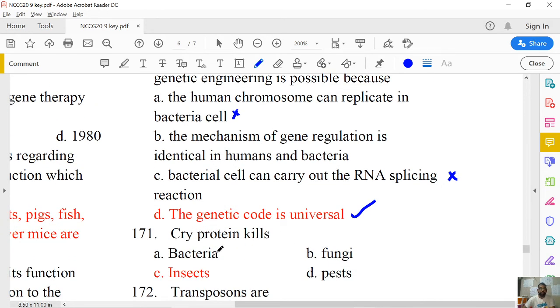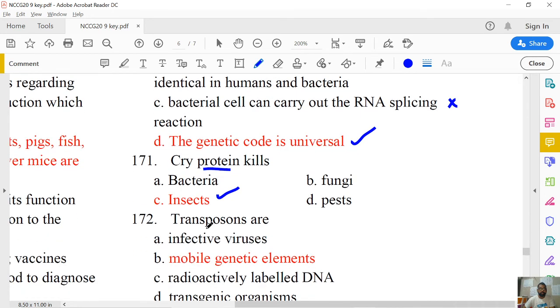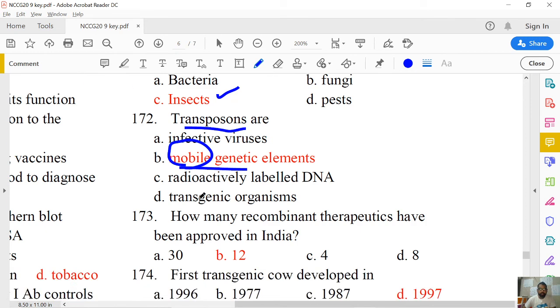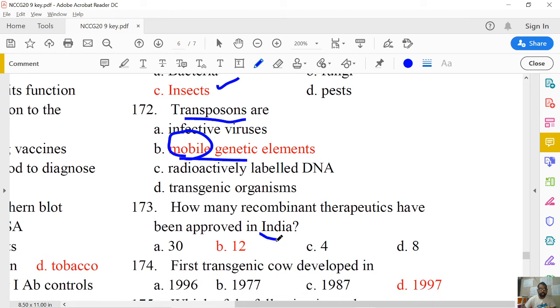CRY protein kills insects. Transposons are genetic elements which are mobile, so they are also called jumping genes. They move from one region of the genome to another region of the same genome, within the same chromosome or different chromosomes. How many recombinant therapeutics have been approved in India? In India it is 12, in the world it is 30.